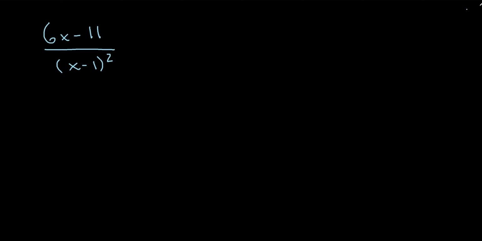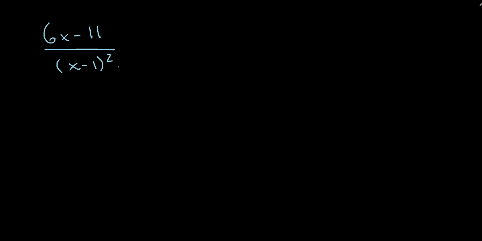In this video, we'll talk about partial fraction decomposition with repeated linear factors. So I have a couple examples for us to work through here. Let's check out this first example. We have 6x minus 11 over x minus 1 squared. We say that this x minus 1 right here is a linear factor, and we say that it's repeated because it's raised to a power of 2 or greater.